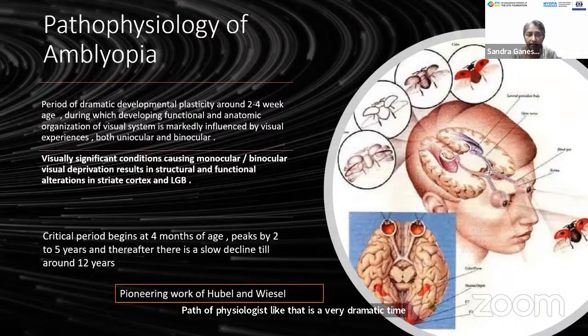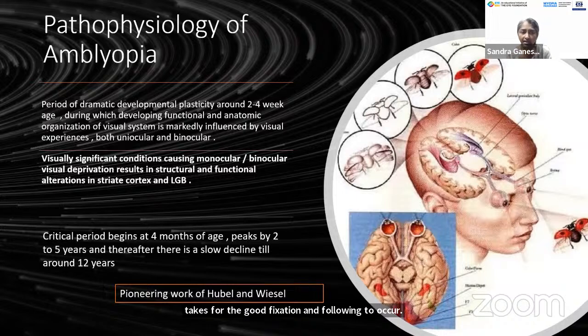At that point, there is a very rapid development of functional and anatomic organization of the visual system, and that's influenced by your visual experience. A baby at birth does not have clear vision at all. It's a learned thing. By around maybe 2 to 3 months, it takes for good fixation and following to occur.